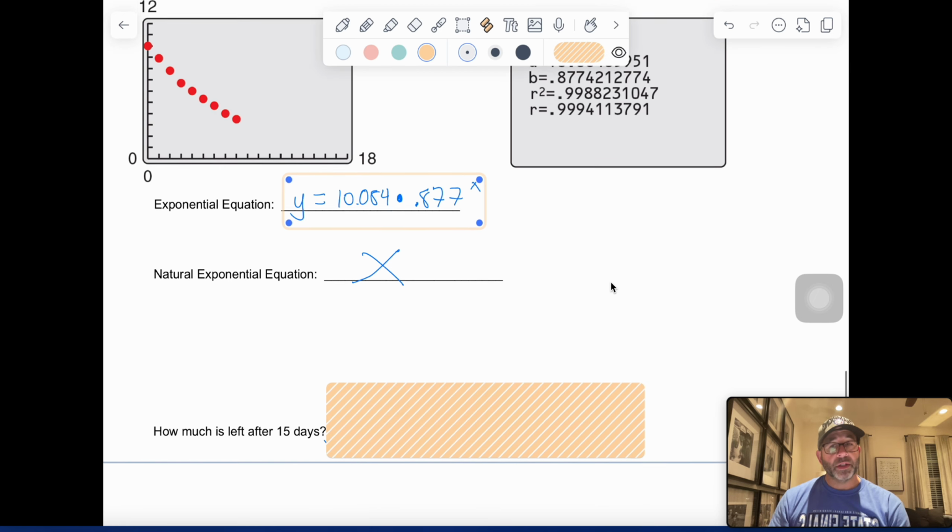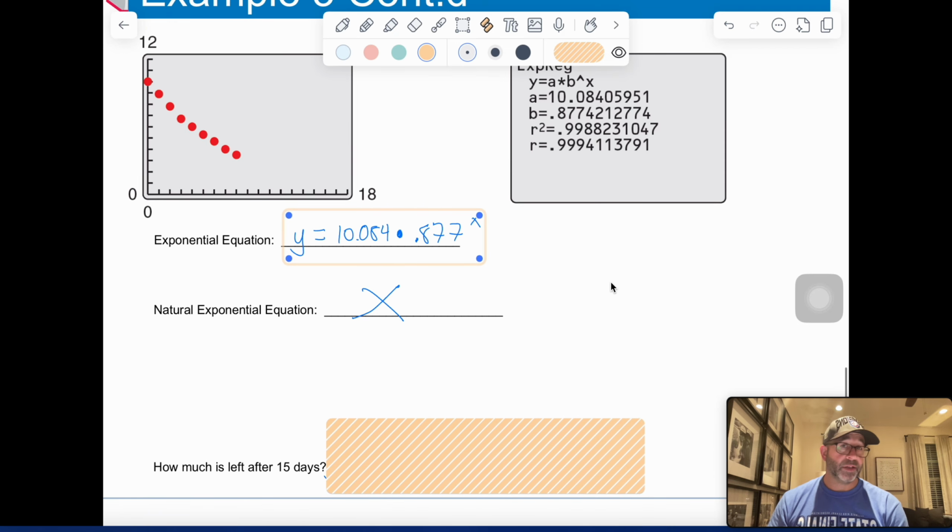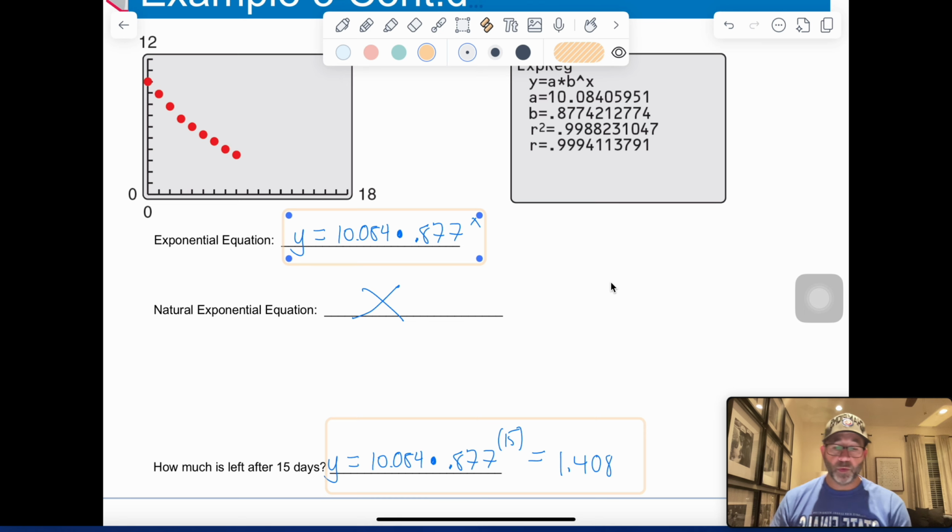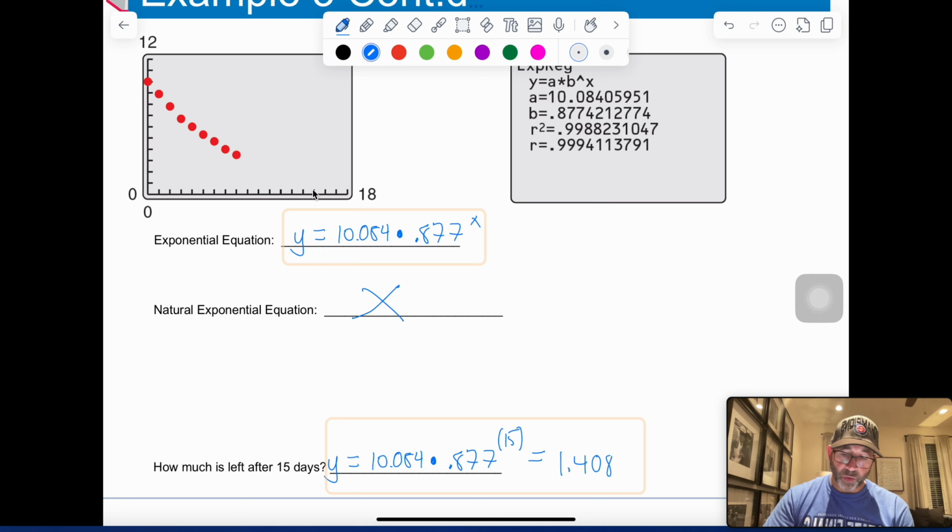So for the next part of this, it says, how much is left after 15 days? That's our x value. And so when we put in that 15, we're going to be left with 1.408. Now that number should kind of make sense, because that 1.408 after 15 days, when we look here, we have 18 is over here. So 17, 16, 15. What we're saying is that a value right about 1.4 is going to be right about here. And we can see that if I continue the trend of the graph, it's going to kind of go towards that point. Okay. So that's regression on the graphing calculator.